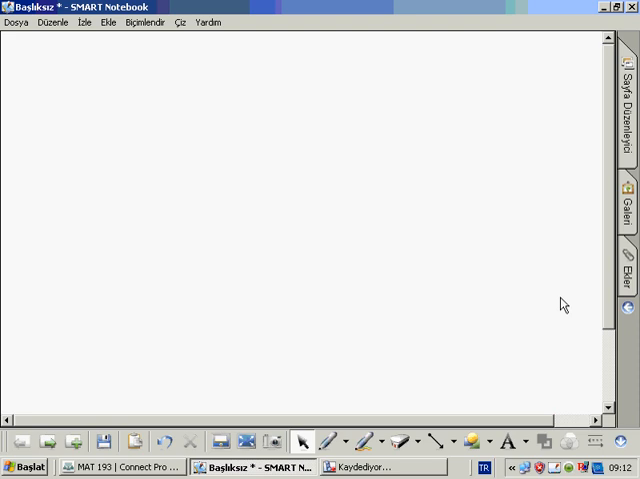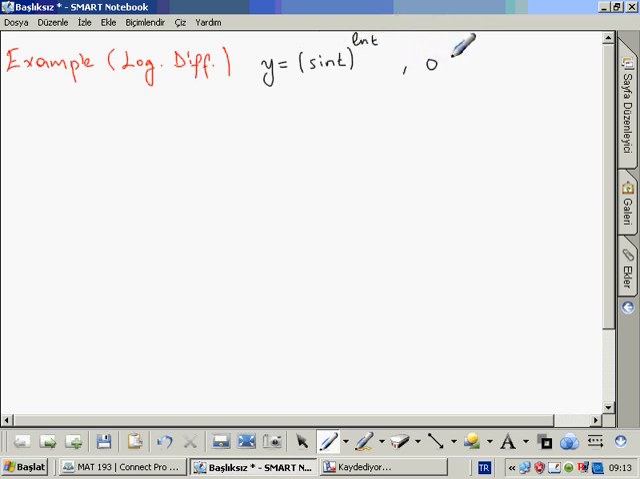I want to continue with the logarithmic differentiation, and let me write an example about it. If y equals sine t to the power of ln t, where t is larger than 0 and less than pi, what about y prime, also ∂y/∂t?